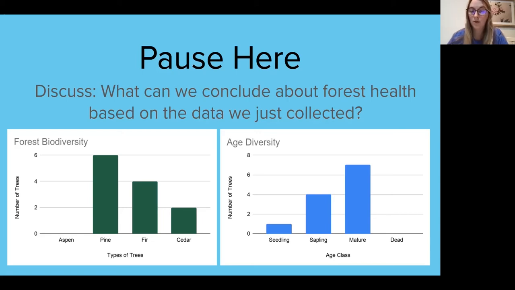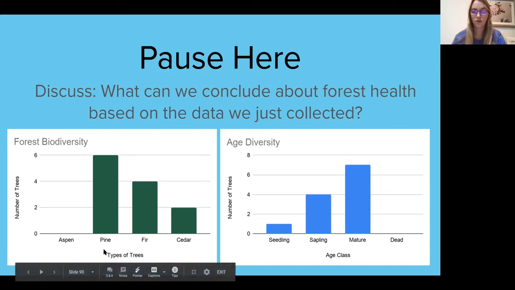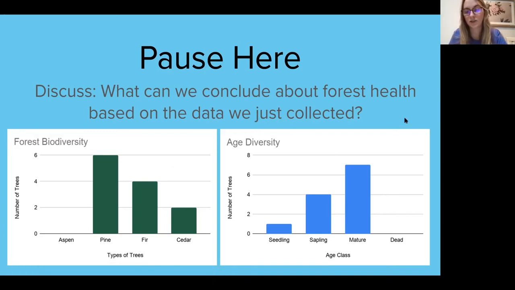So what can we conclude about forest health based on the data we just collected? We determined in our last two discussion questions that forest biodiversity is considered high and that age diversity is considered high. And if we think back to our discussion earlier about the factors of forest health, hopefully you remember me saying that it is important to have high forest biodiversity, and it is also important to have higher age diversity. So these are both indicators that we have a healthy forest. And that's based on the data that we just collected during my nature walk.